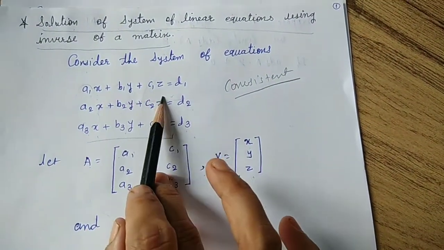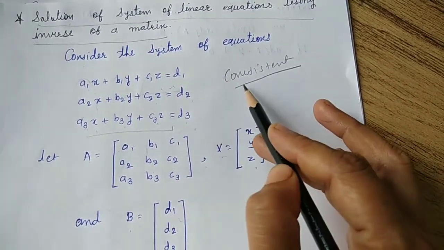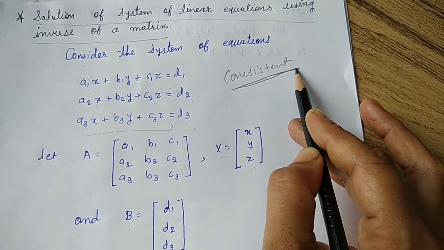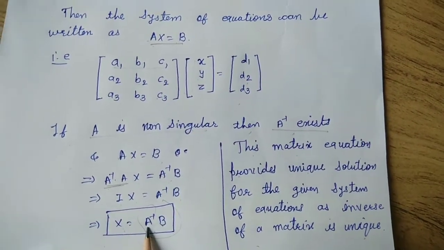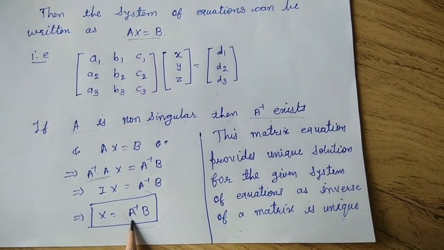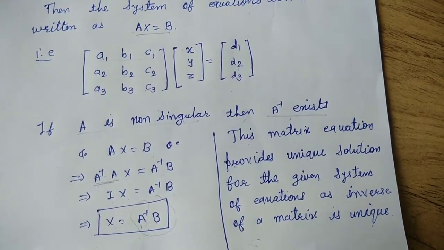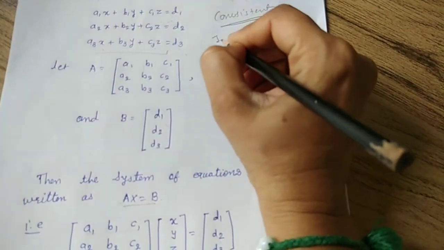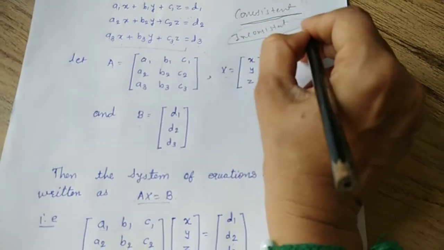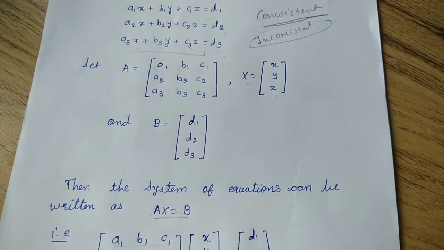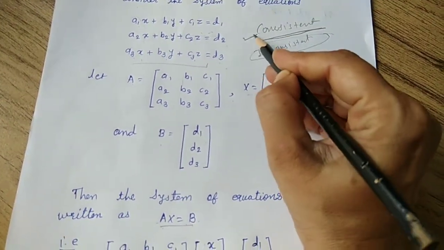If the solution we are getting is unique, then the system of linear equations is known as consistent. And if the solution is not unique, that means the solution does not exist, or there are infinitely many solutions, then the system is known as inconsistent. But this year, the inconsistency of the system of linear equations is reduced from the syllabus, so we are not discussing this topic. We will see only the consistency.